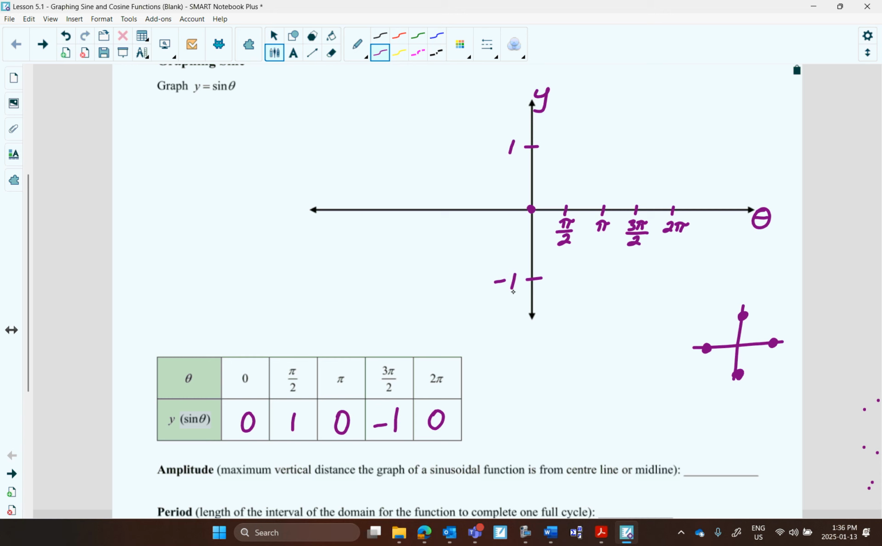All right, so we said pi over 2 was 1. The sine of pi is 0, so pi comma 0. The sine of 3 pi over 2 is -1, so 3 pi over 2 comma -1. And the sine of 2 pi is 0. And we can see that we've graphed one cycle.